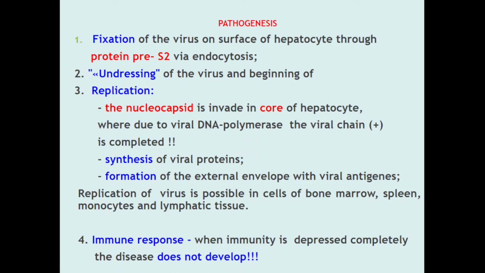If the immune response is depressed completely, the disease does not develop. Again, in hepatitis B, your immunity may be your enemy. A hyperimmune reaction causes a fulminant form, but when immunity is depressed, the disease does not develop.